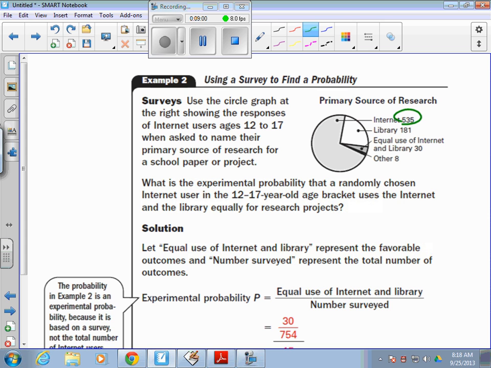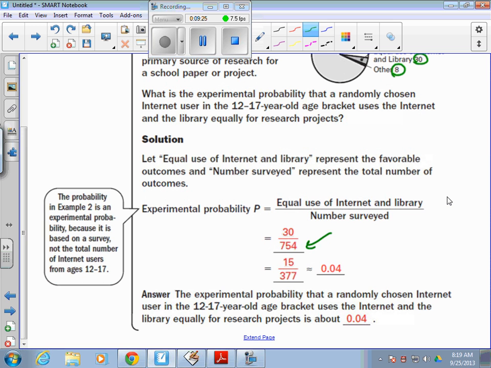535 plus 181 plus 30 plus 8. And that's how we get the number 754. That's the total. It doesn't anywhere tell us that 754 is the total. You have to find that by adding them all up. And we know that 30 people used both of them equally. So 30 over 754 simplifies. 2 goes into both of them because it's even, to 15 over 377, which is 0.04.